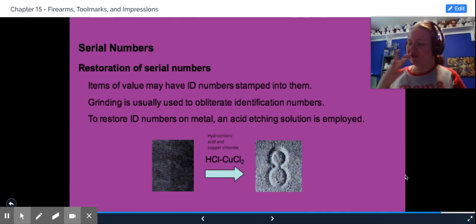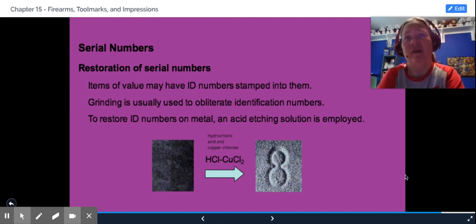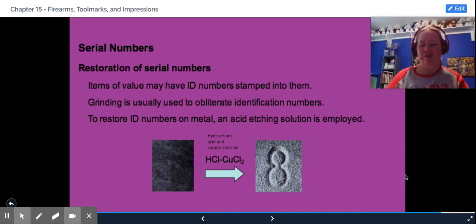All right, serial numbers. We can restore them. Items of value that have ID numbers will have ID numbers stamped into them, and grinding is a way that they can be removed or filed down. They can be restored on metal through acid etching.